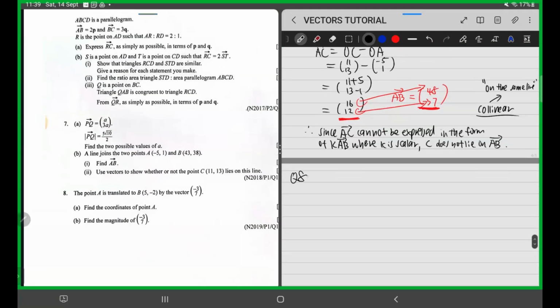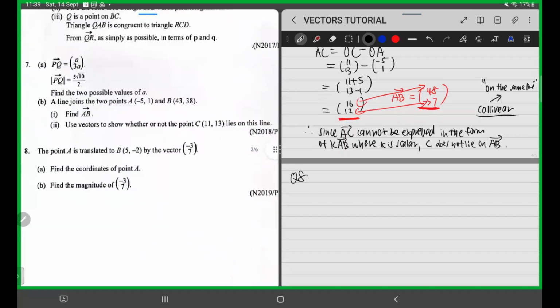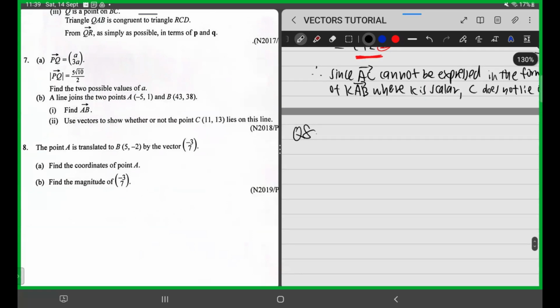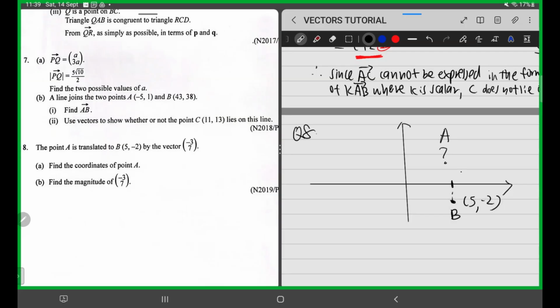Question 8. Pretty straightforward. A is translated to B. So you have a point A. You don't know where point A is, but you know that if you translate it by the vector negative 3, 7, you get to 5, negative 2. So let's see where B is. 5, negative 2. So B is over here. Here is 5. Here is negative 2.